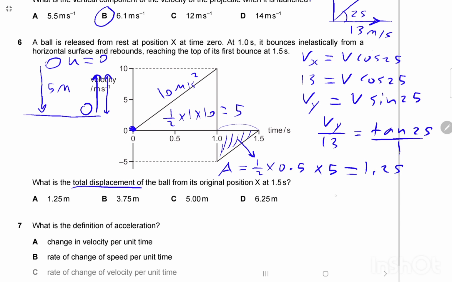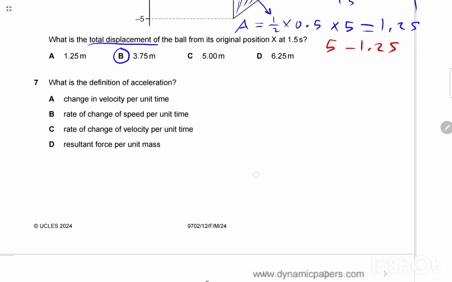So clearly it has fallen a distance of 5 and bounces up a distance of 1.25. So now the displacement will be this distance from here to here. That is the displacement. So the distance from the starting position is the displacement. So clearly you have to subtract 5 minus 1.25, and option B is the correct answer. Let's now see question number 7.